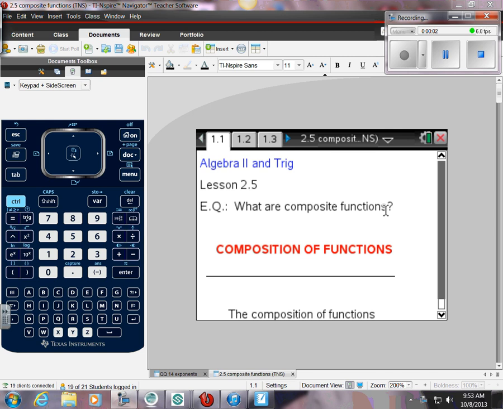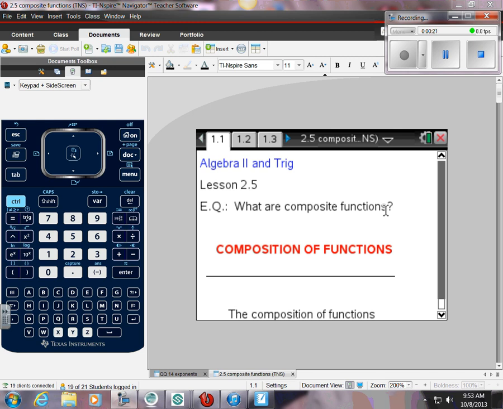Today we're going to be talking about something called composition of functions. So let's talk about what the word composition means first. Where have you heard the word composition? Composition notebooks. What else? A numerous of things. Okay, so composite, right?